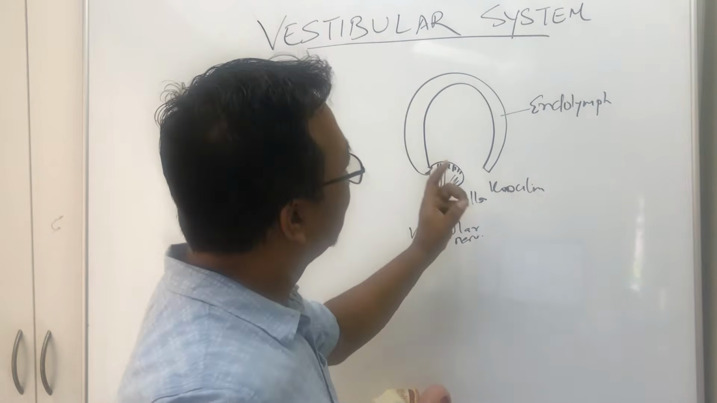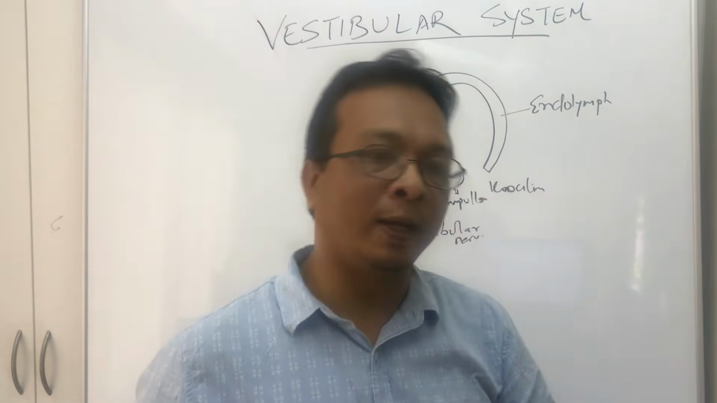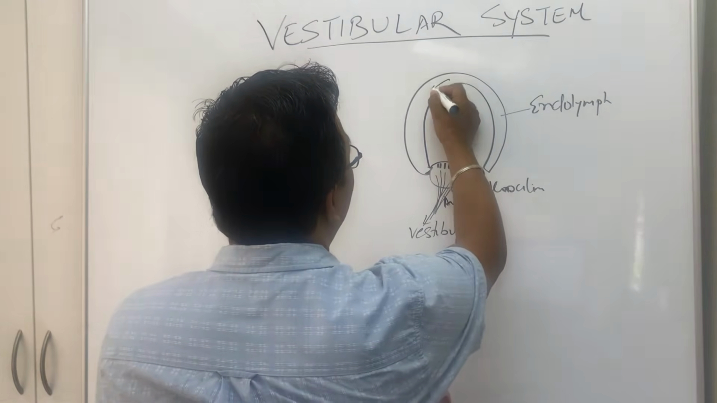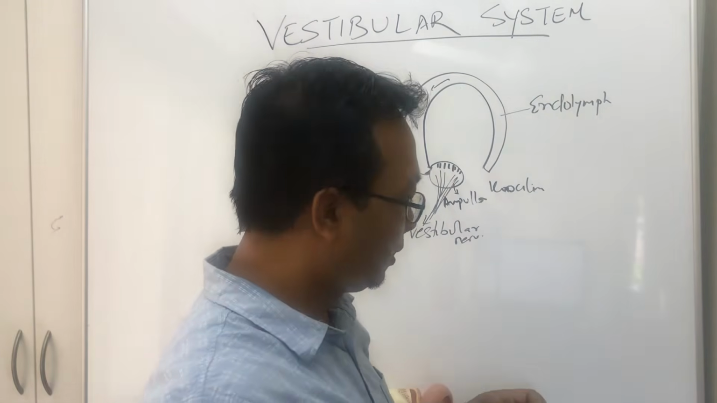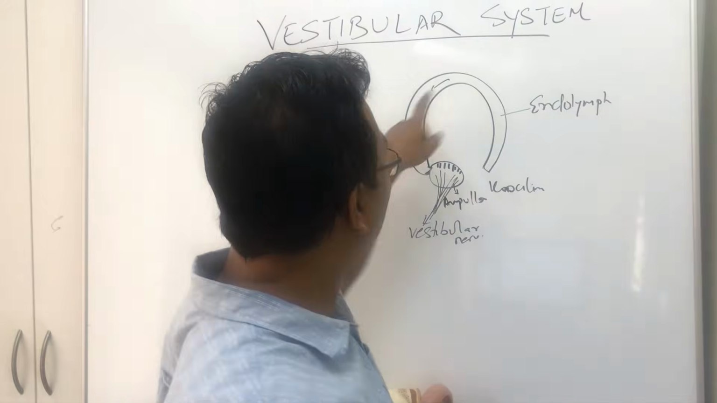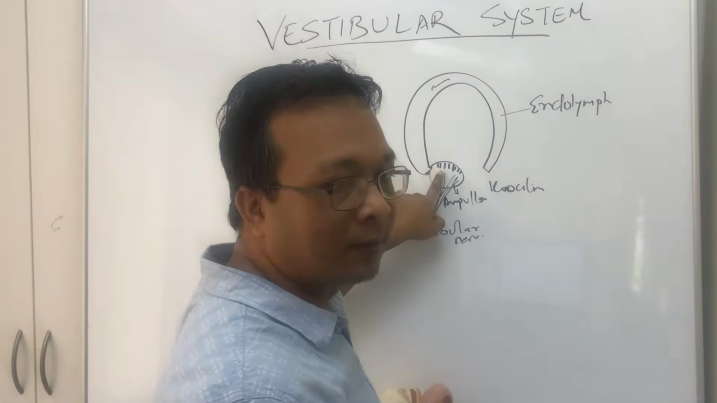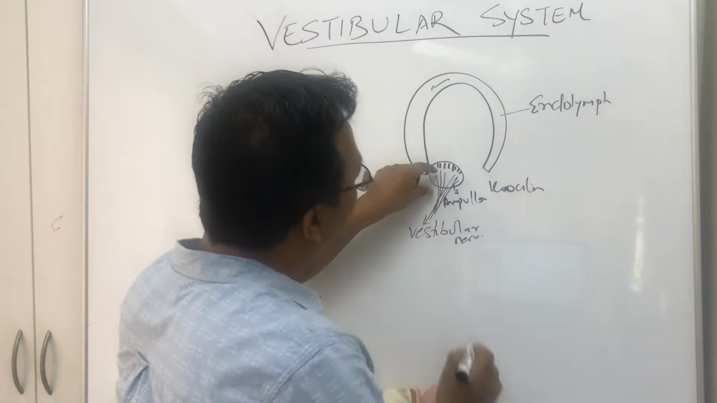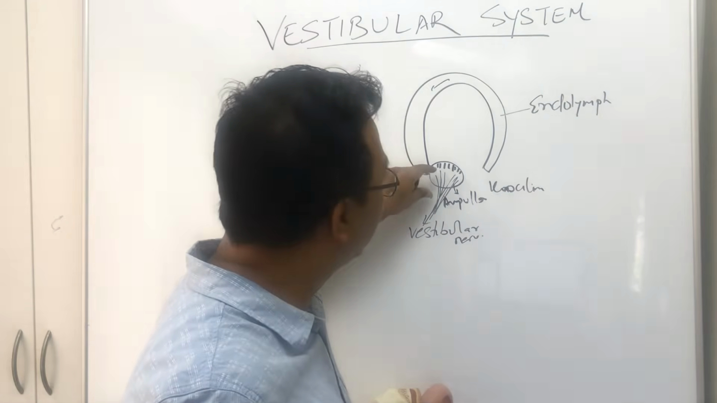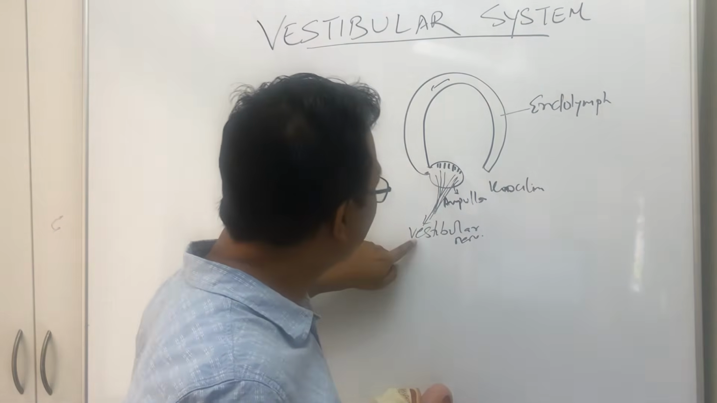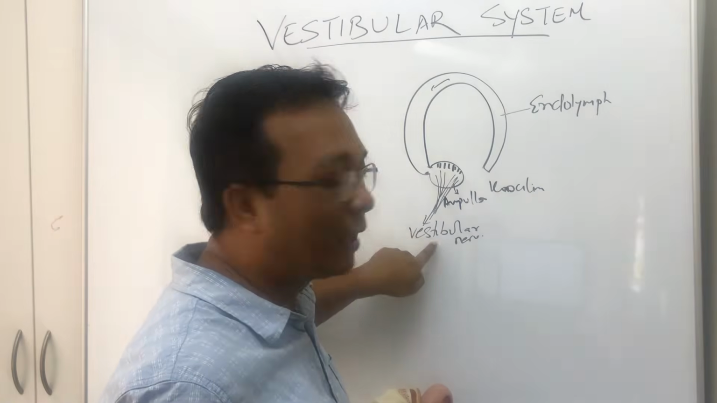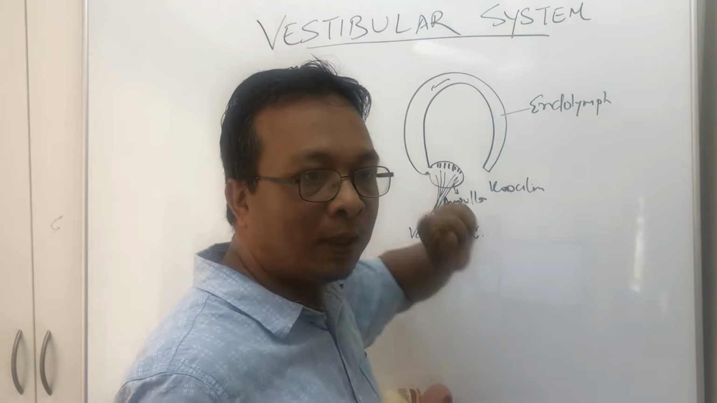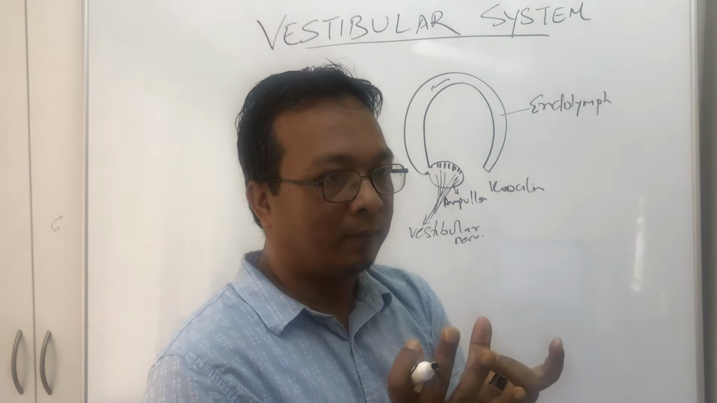So when we move our head, what happens? The fluid moves, right? When we move our head, the fluid also moves. When the fluid moves, it moves the hair cells. So when these hair cells move, depolarization takes place, action potential starts, and stimulates the vestibular nerve. And it tells the brain about the position of your head.